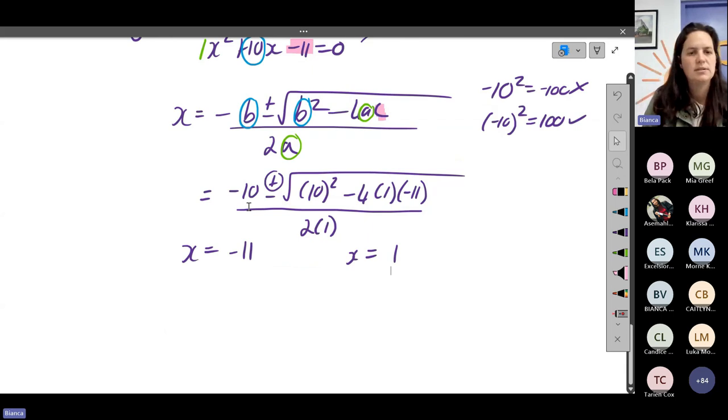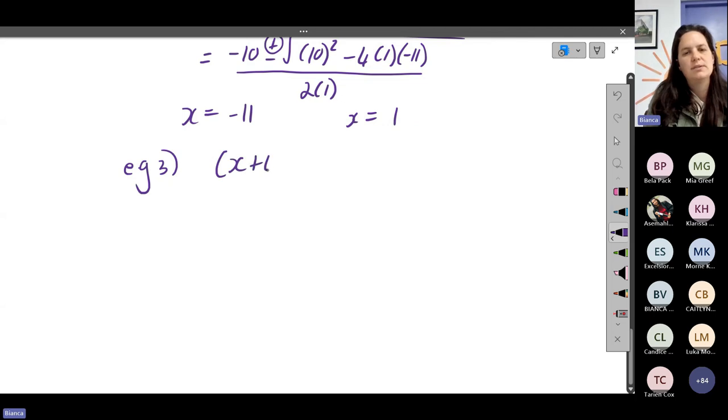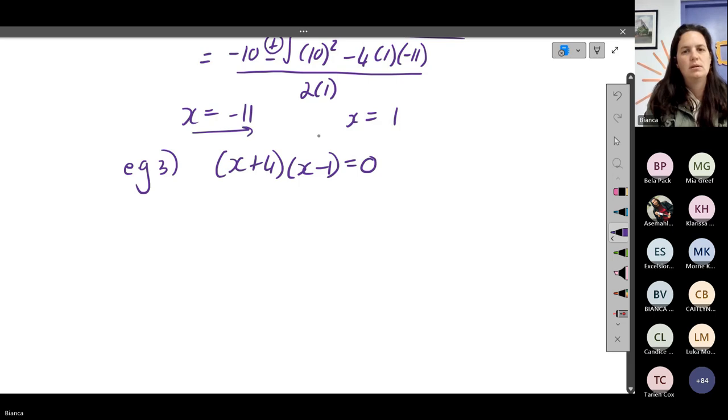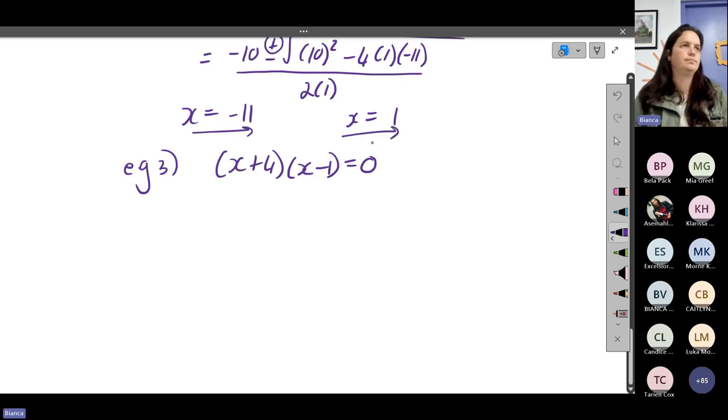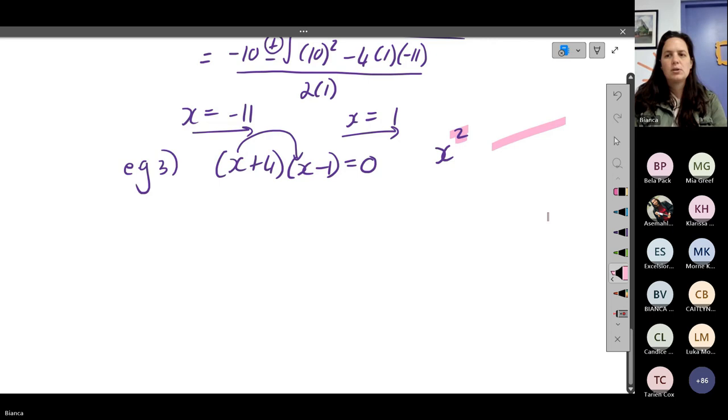If I give you something like this, x plus 4, x minus 1 equals 0. Is this a quadratic equation? How do you know it's quadratic? If you had to times out, what would be the first thing that would be here? X squared. As soon as you see that square, you know that it is quadratic.